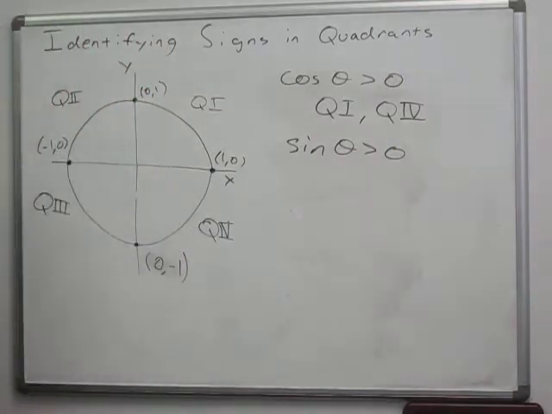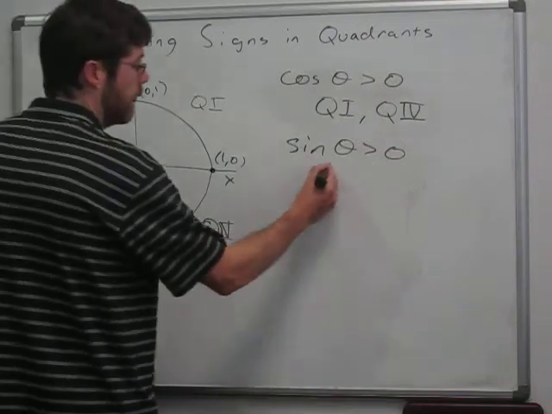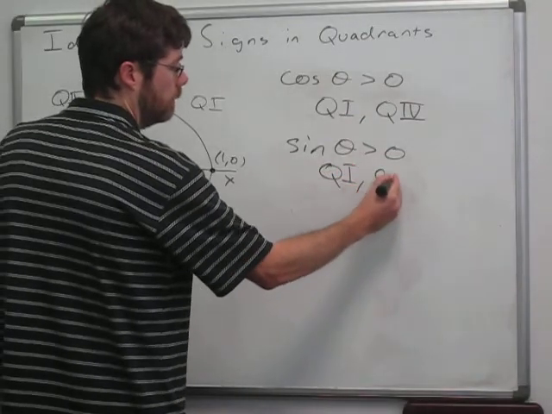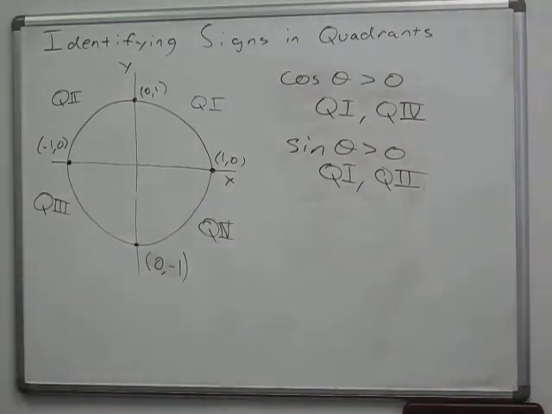What about the sine of theta? Sine of theta on the unit circle is identified with y-coordinates. The y-coordinates are positive above the x-axis, so the sine of theta is positive in quadrants 1 and 2, and certainly sine will be negative in 3 and 4.